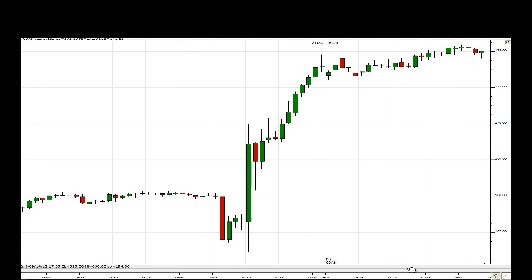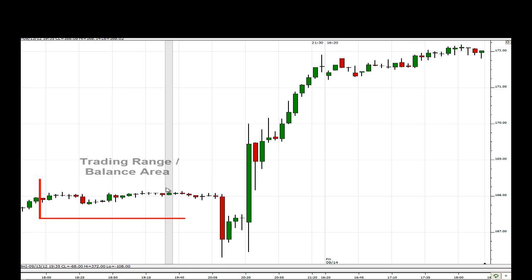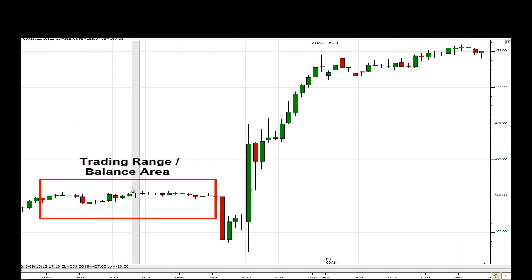Prices are moving higher over time. Alright? And now, sometimes prices don't move higher. Sometimes they just remain flat, like here. Right? And this is what we call a trading range, or a balance area. And this is what we call a trending movement.